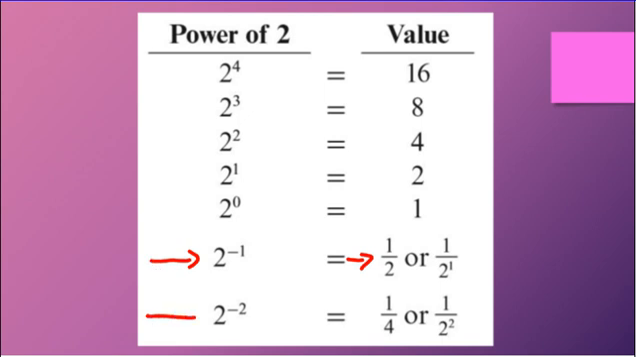If you go to 2 to the negative second, the reciprocal of 2 is half, so we would have 1 over 2 squared, which is 1/4. And so you can't have your answer with a negative exponent. So in order to get rid of the negative exponent, you have to flip the base. So let's take a look at some examples here.